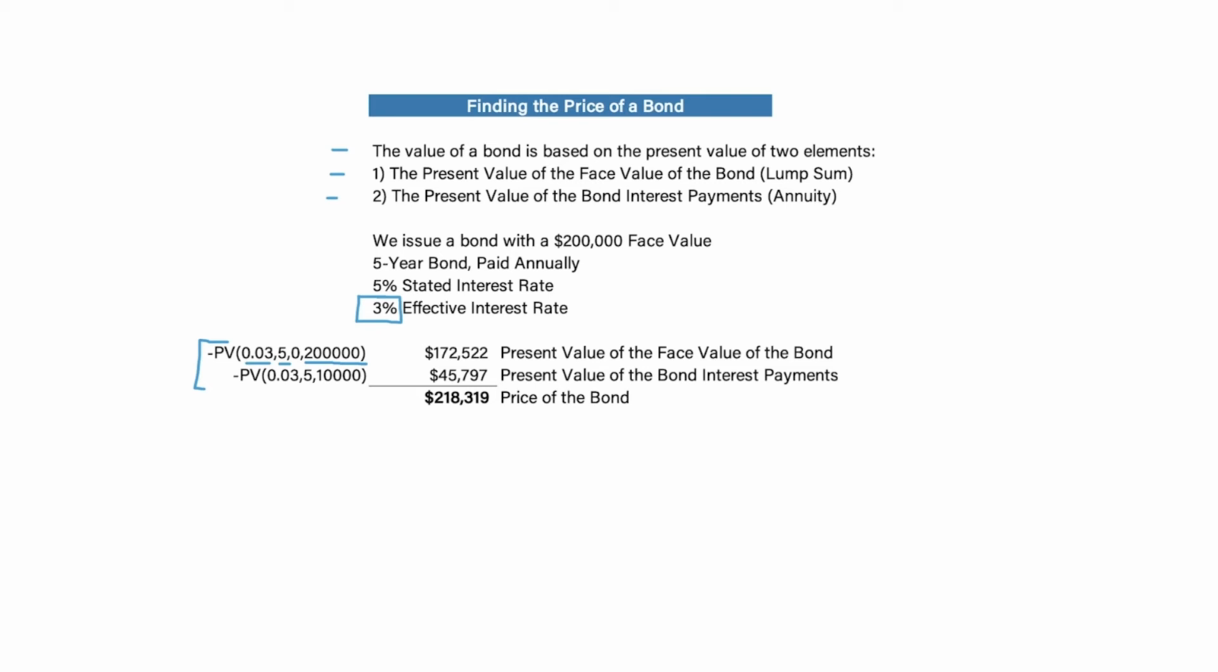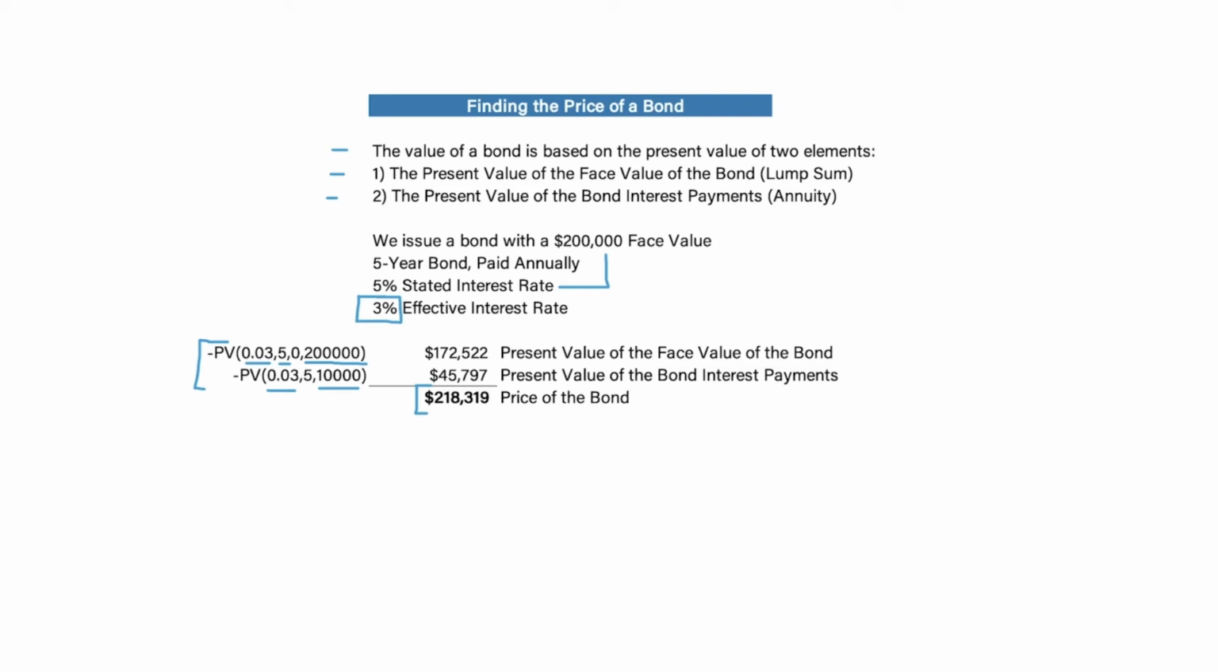Then we have to calculate the present value of the bond interest payments. So the interest payment is going to be the 5% stated rate times the $200,000 face value. So each year we're going to make a payment of $10,000 and we have a rate of 3%. So then this is the present value. So we add up both amounts to get to the price of the bond.